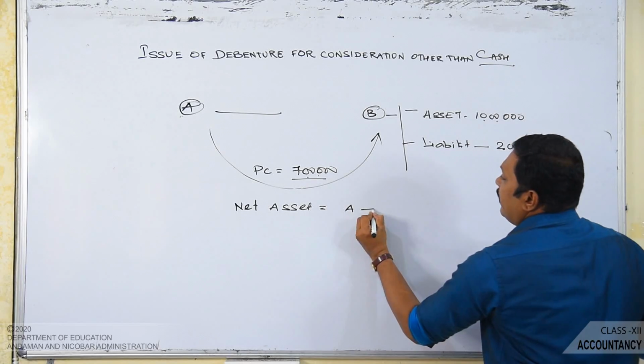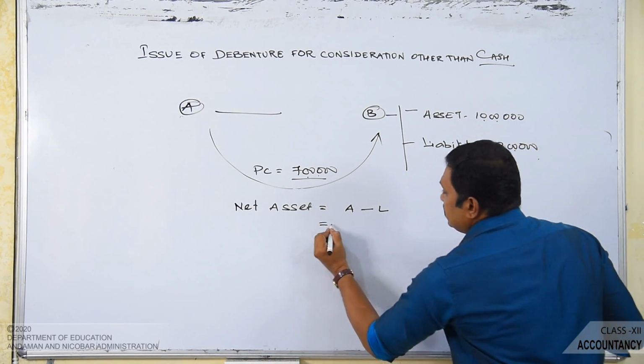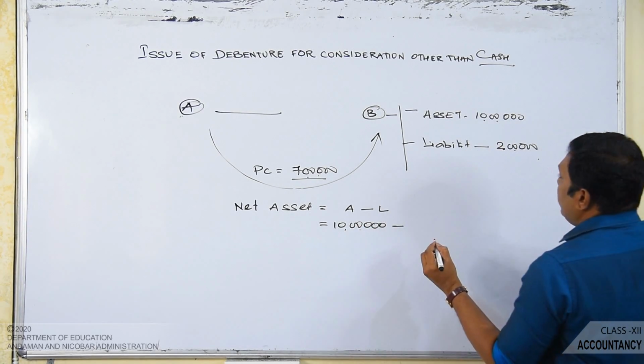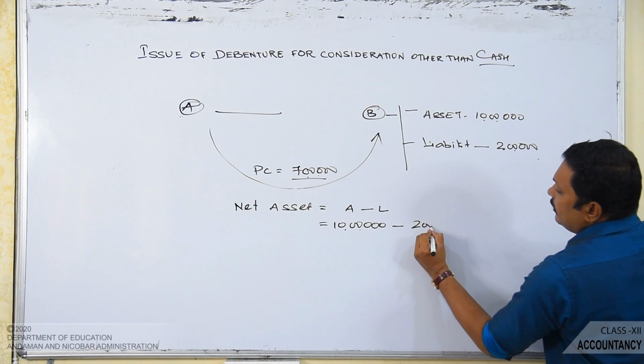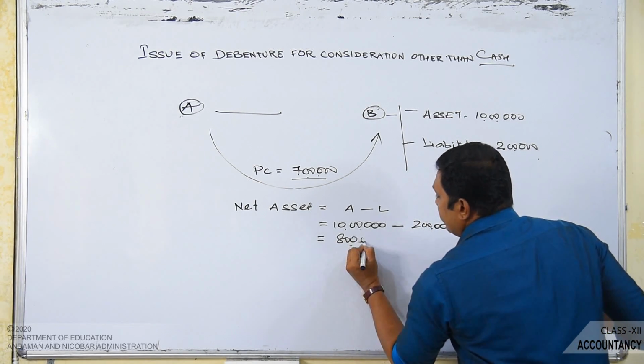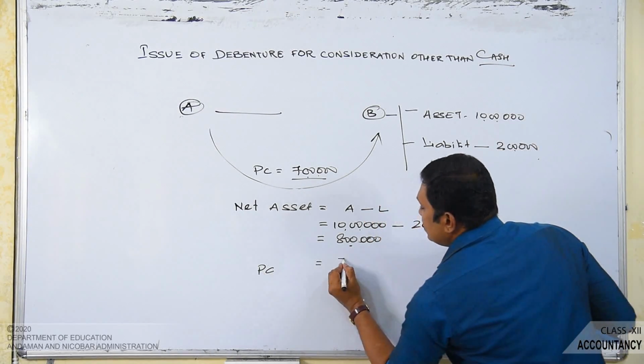Simple, asset minus liability. How much asset are we having? We are having assets of 10 lakhs. Clear? How much are we having in liabilities? 2 lakh. So the net asset here is 8 lakh. How much are you paying? We are paying only 7 lakh.